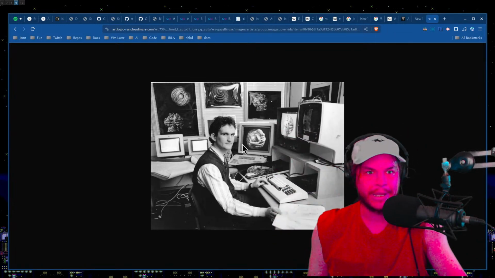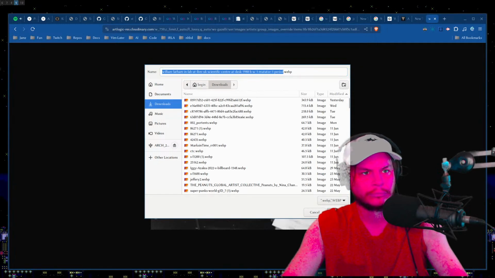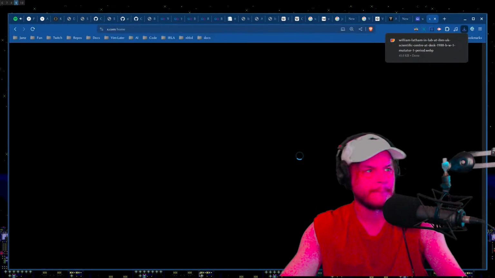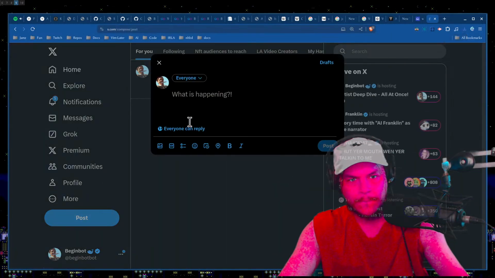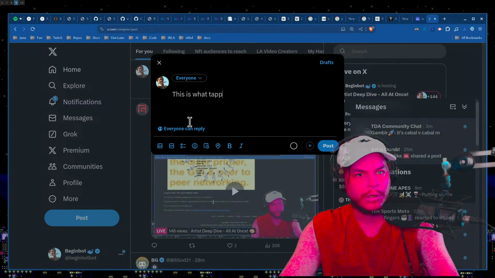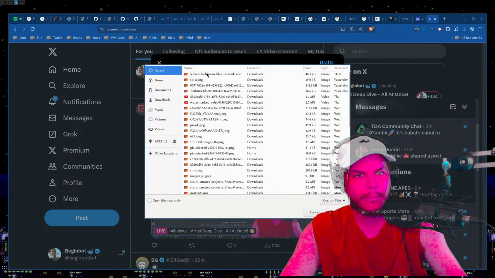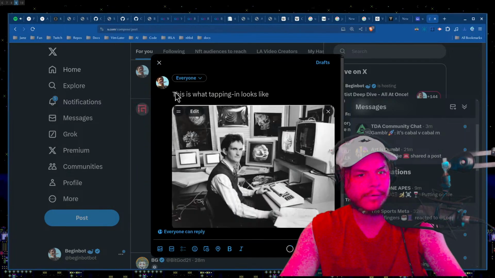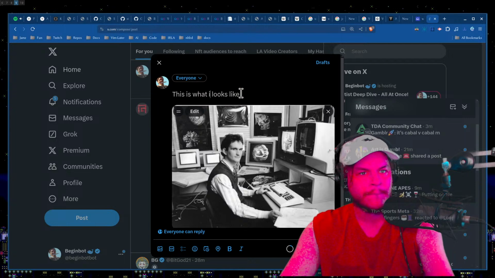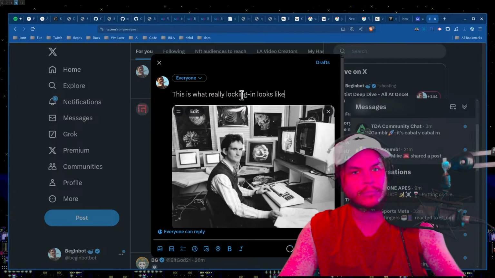This is what tapping in looks like. This is what tapping in looks like. Oh, locking in. Jeez, I said tapping in. This is what really locking in looks like. Done.